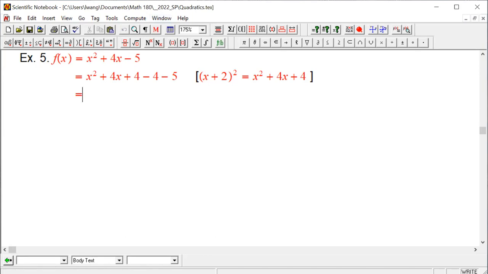Okay, so this is the same as we got the perfect square now. So that's going to be just what? It's just going to be x plus 2 squared minus 9. So perfect square is done.